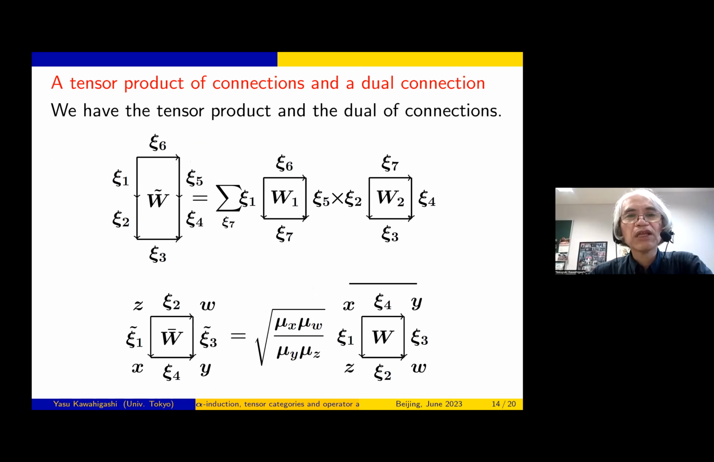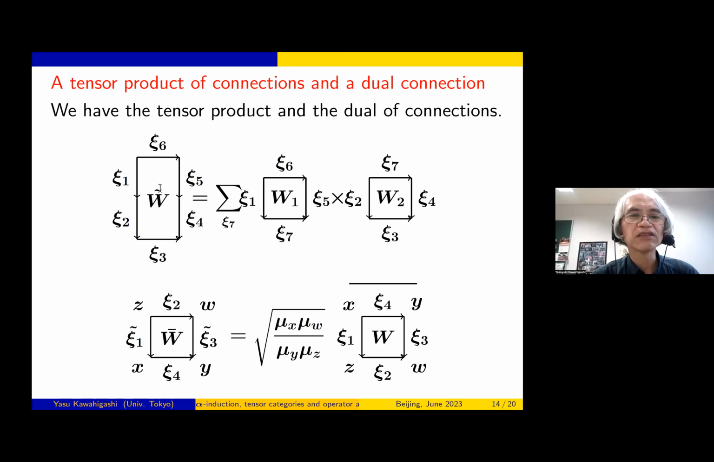Then these connections actually give an object of a tensor category. So we have a tensor product of connections and a dual connection. So if we have two connections, W1 and W2, and suppose the graph for C7 and this graph for C7 are the same. This is assumed. Then we can compose two connections. This is just a vertical concatenation of the two connections.